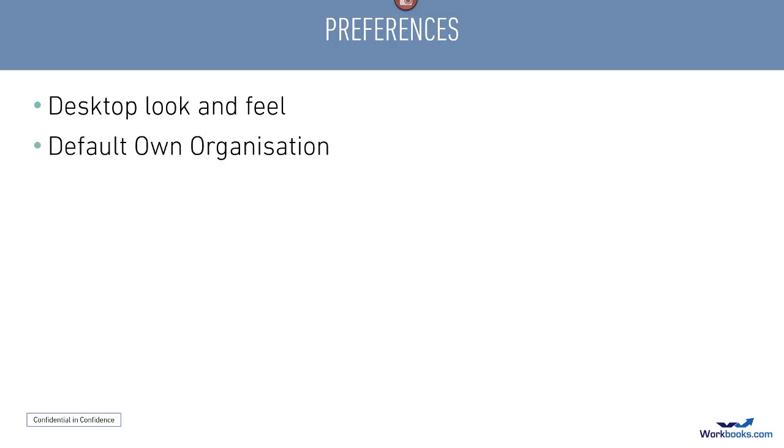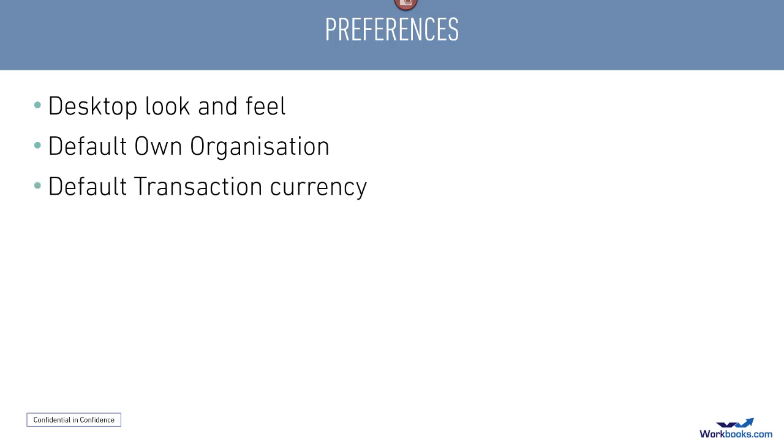There are many things you can do within preferences, including controlling the look and feel of your desktop. For instance, you can choose where the taskbar appears, as well as controlling how many windows you can have open at any one time. You can nominate your default own organisation. An own organisation is used to represent the entity that you work for, and for most of you, you'll only work for one, but if you do work for more than one, you can specify the default within preferences.